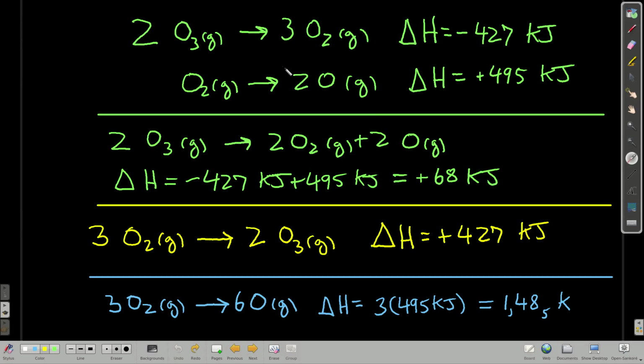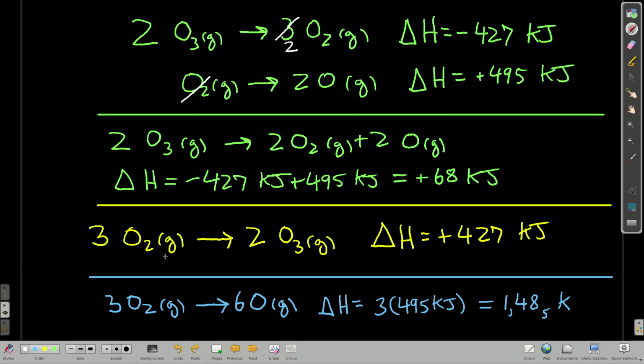If we were to add these together, remember, if something appears on one side of the arrow in one equation and the other side of the other, it cancels. So one of these oxygens cancels one of these, leaving two behind, and that's the only thing that really cancels here. So we have on the left-hand side of the arrow two ozones, on the right two oxygens and two monatomic oxygens. And delta H for this will just be the sum of the delta H's for the individual reactions. So that adds up to 68 kilojoules.